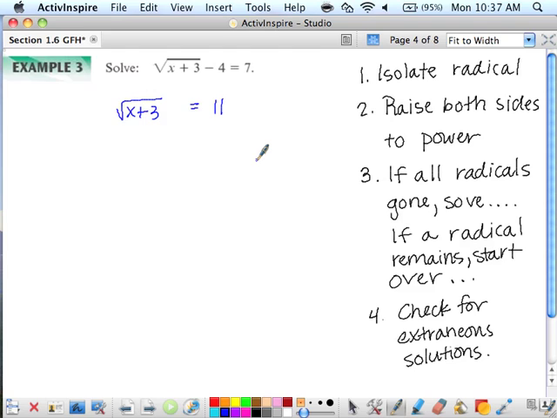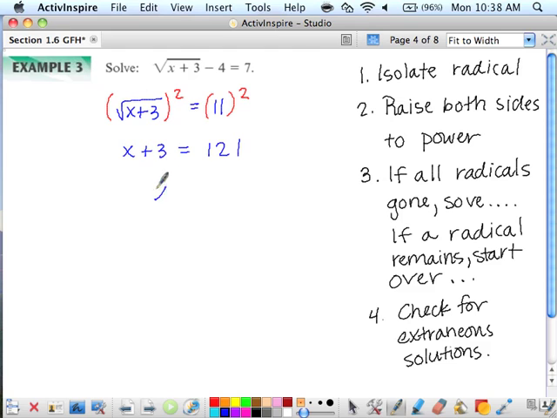Once the radical is isolated, we should raise both sides to the appropriate power. Since this is a square root, we are going to raise both sides to the second power. We're going to square both sides to undo the radical. It's important to remember that you have to square the whole side. You can't square in pieces. We'll talk about that in the next example. The whole side is raised to the second power. Now on the left, the square root of x plus 3 squared, the square and the square root undo each other, leaving us just with x plus 3 equals 121.